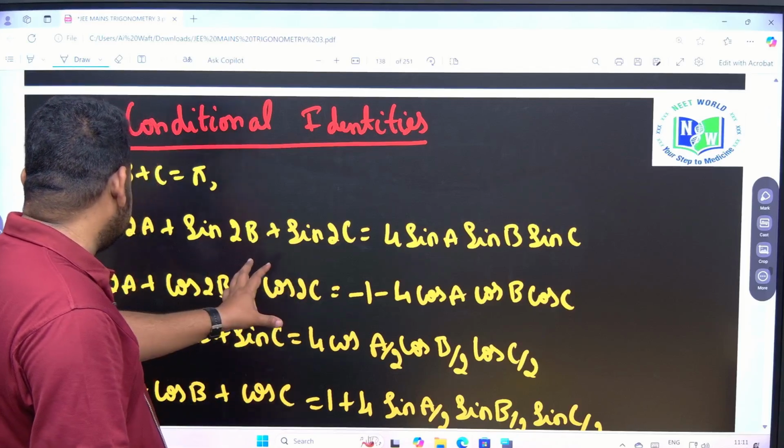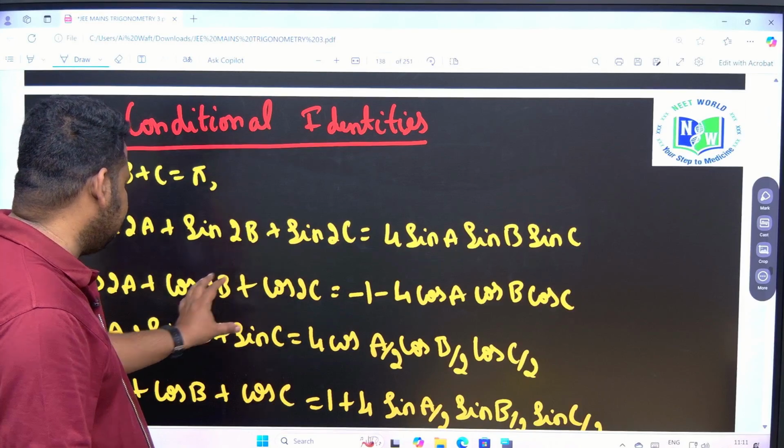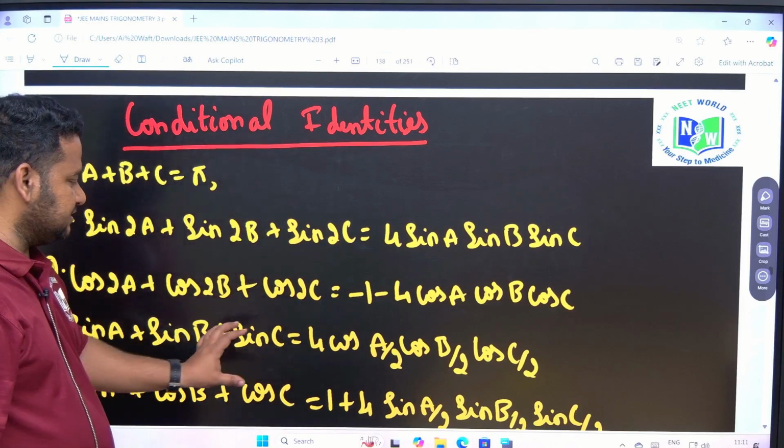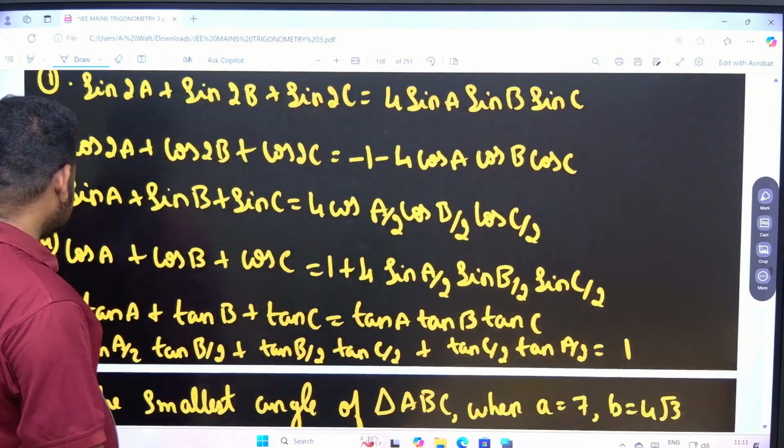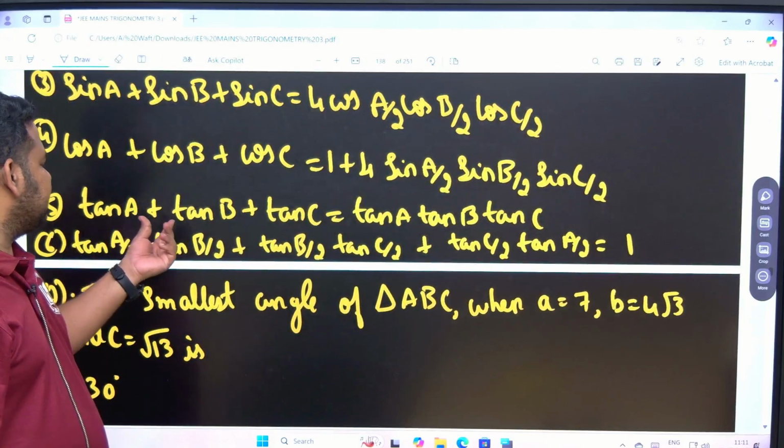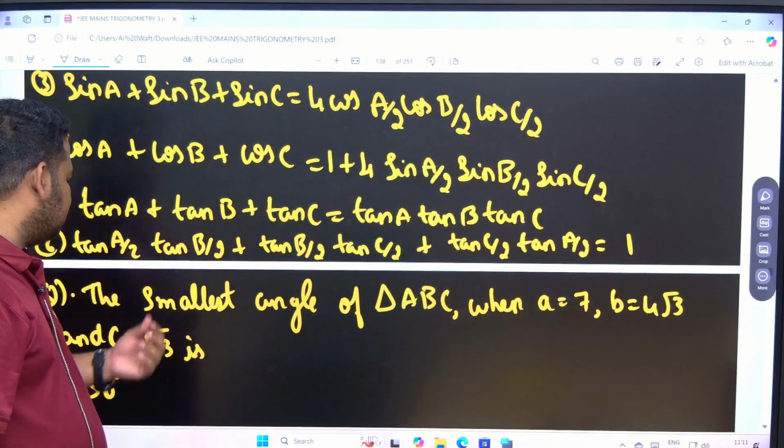What will happen if it is sin 2A? What will happen if it is cos 2A? What will happen if it is sin A plus sin B plus sin C? And what will happen if it is cos A plus cos B plus cos C? You have to remember this. And also tan A plus tan B plus tan C and half angle, all these things.